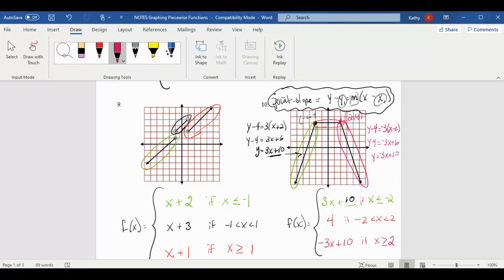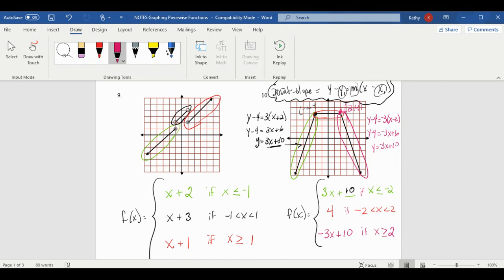Okay. So that one's a little bit difficult because we had to do a little bit more work to find the equations of our lines, but nothing you haven't done already back in Algebra 1. Please remember on your domains when to include the number and when not to. You cannot have an overlap or it is not a function.